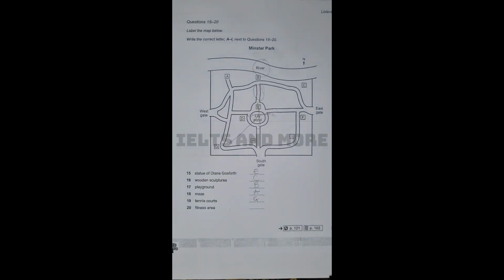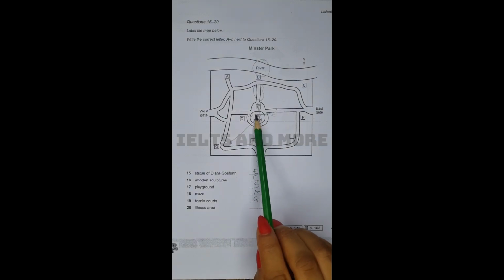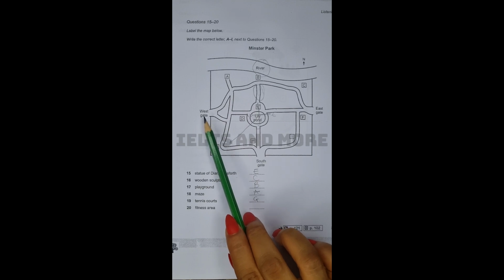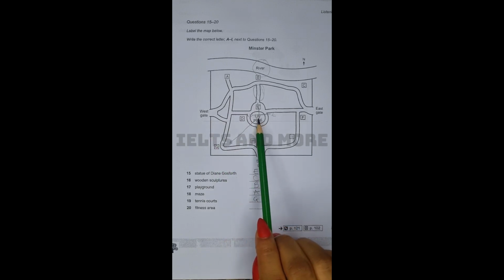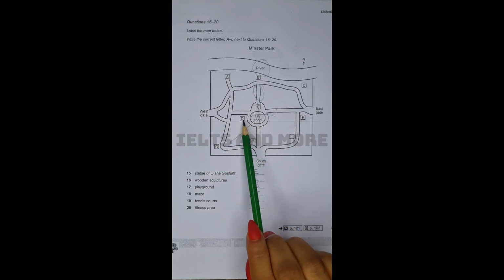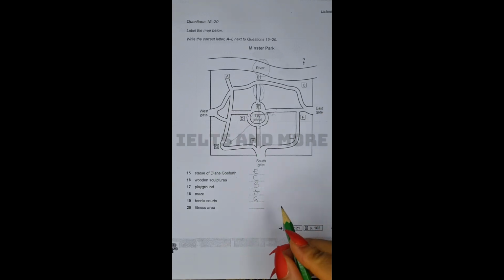Something else I'd like to mention is the new fitness area. This is right next to the lily pond on the same side as the west gate. So this is Lily Pond, and they are saying that the new fitness area is right next to the Lily Pond on the same side as the west gate. This is the west gate, this is Lily Pond. So it's next to it on the same side as the west gate. So the new fitness area is at D.